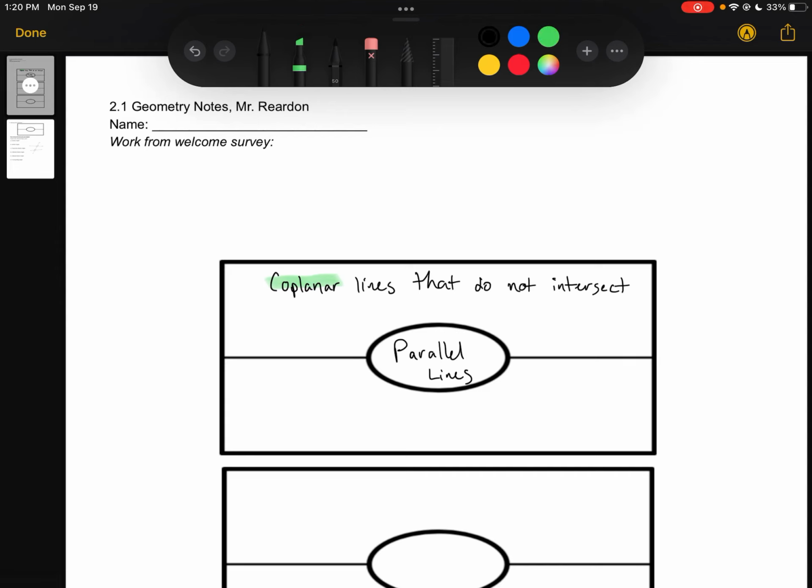Up until now, you've probably heard it described as, oh, they just don't touch. They never ever touch. But actually, they have to be on the same plane and not touch. So there are two conditions for parallel lines.